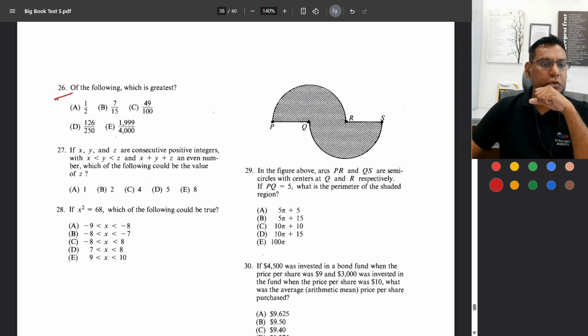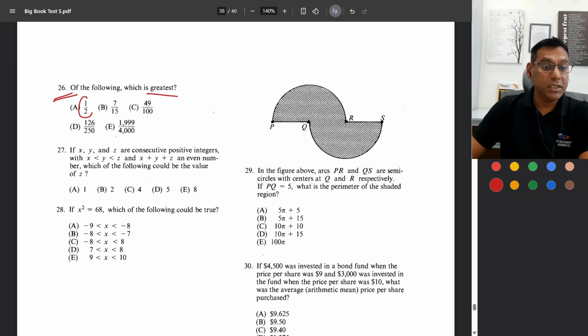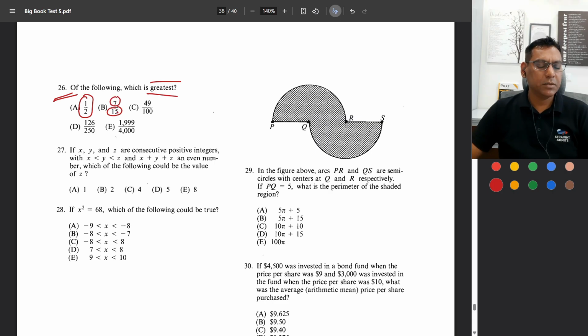Okay, let's look at question 26. Of the following, which is greatest? All right, which is greatest? The first answer choice is A. So let me compare everything with this answer choice only, 0.5. Okay, I want greatest, so I'll ignore all answer choices that are less than 0.5. So this is less than 0.5, because if it was to be 5.5, I would have wanted it to be 7.5. So this is out.